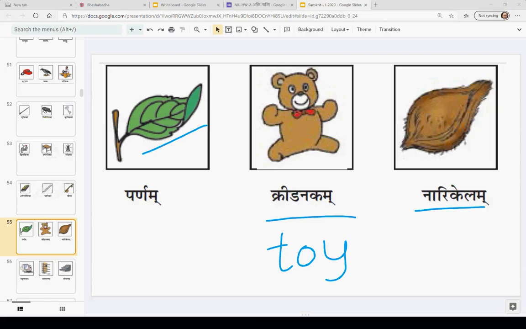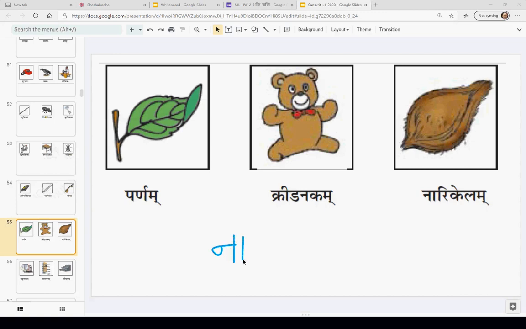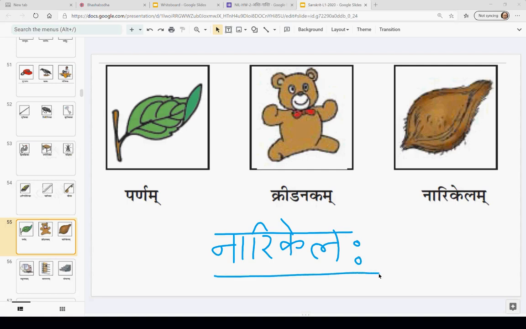Okay. Paranam, Kridanakam, Narikelam. These are the Napunsaka words in Napunsaka. So just wanted to mention that Narikelam is a coconut in Napunsaka, but there is a word called Narikelaha also. Narikelaha in Pullingam, Narikelaha refers to coconut tree.